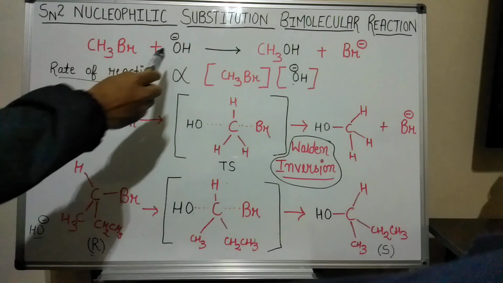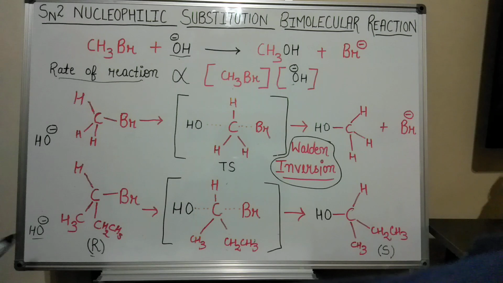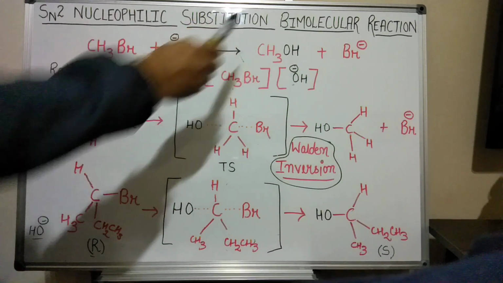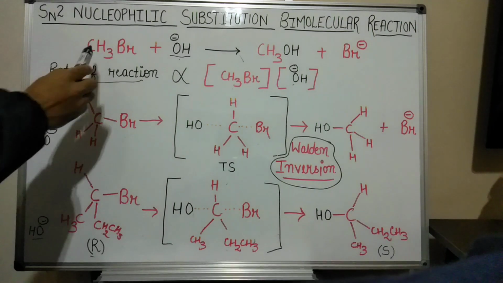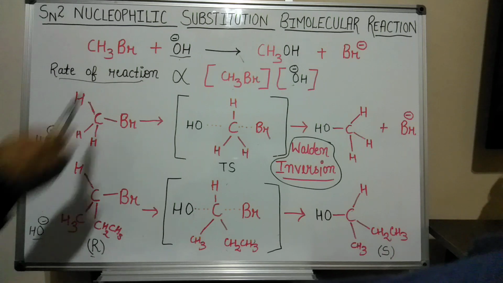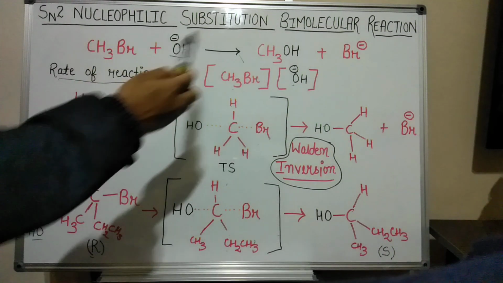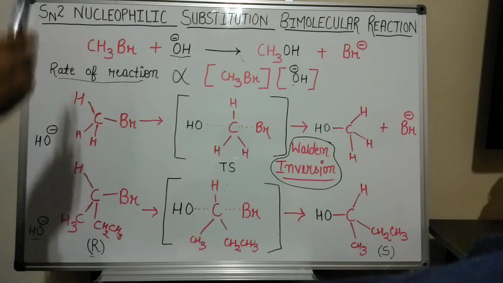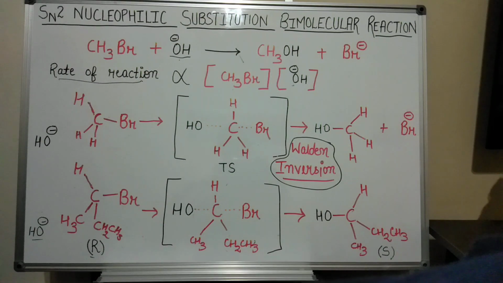Similarly, if you double the concentration of hydroxide ion, again the rate of formation of methanol is going to be doubled. Now let's say if you double the concentration of methyl bromide as well as hydroxide in this reaction, the rate of formation of methanol is going to be quadrupled. So that is the reason why this reaction is called nucleophilic substitution bimolecular reaction.